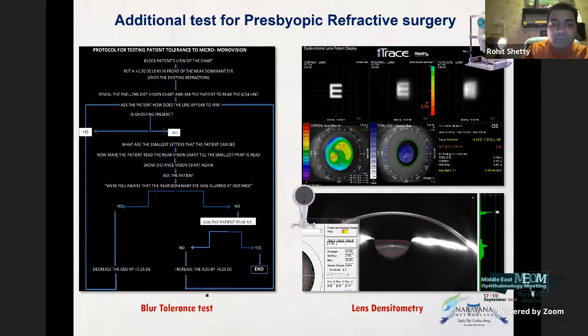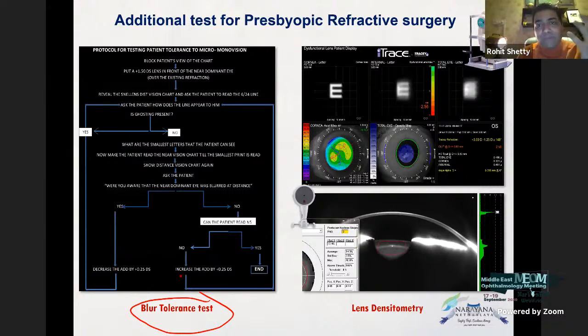But the most important test is the blur tolerance test, where you test how much blur the patient can tolerate, making him a little bit more myopic. The most important thing to be tested in all presbyopia patients is your lens densitometry, the PNS grading, and the DLI. If the DLI is high, presbyopic laser surgery does not work, because the lens does not give you the effect that is necessary. So DLI has to be normal, and the blur test has to be done. These are the two main prerequisites for patient selection.